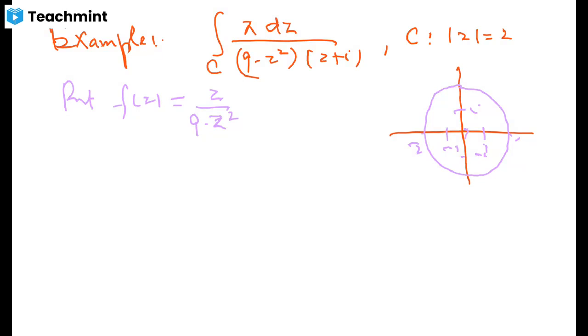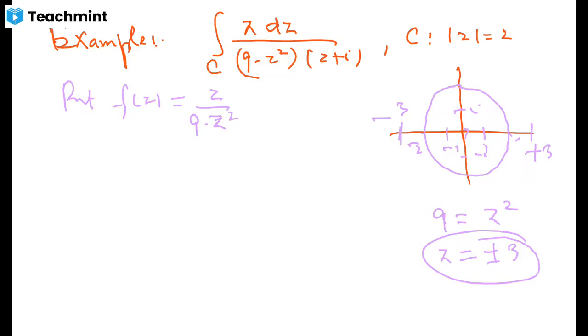This function is analytic on this circle and within the circle also. The only problematic points, where you might have doubt over the analyticity of this function, are the points where the denominator is 0. Where is the denominator 0? 9 is equal to z square. That means at z equals plus minus 3 you have the problem. But look, z equals plus minus 3 do not lie inside this circle. You have minus 3 here and plus 3 here. They lie outside this circle and do not lie inside.